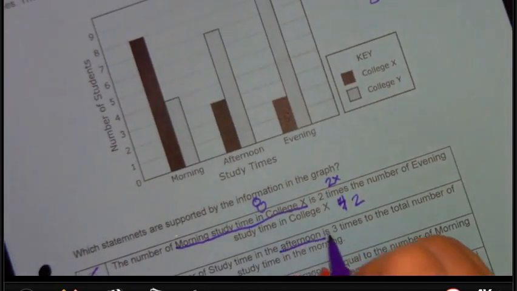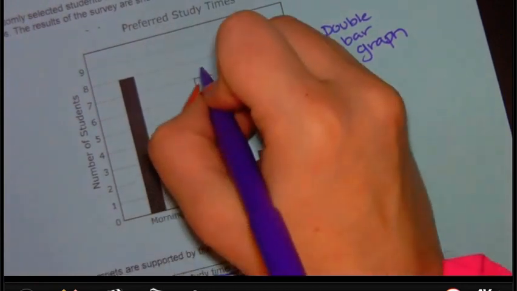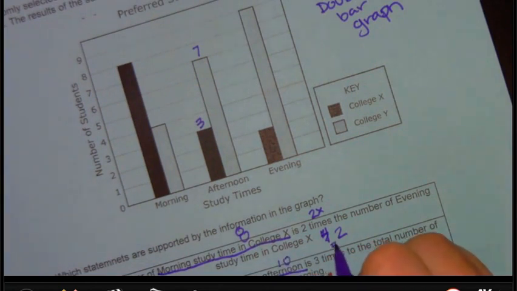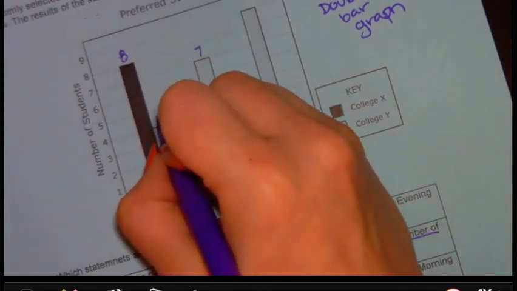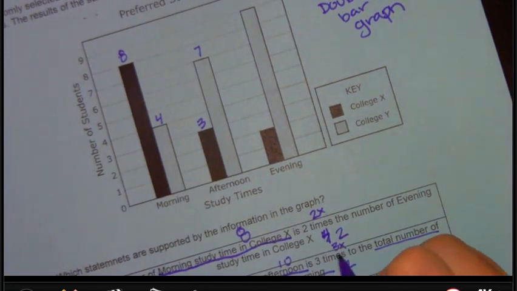All right, the total number of study time in the afternoon. So the total study time in the afternoon, well, if this is 3 and this is 7, the total is 10, is 3 times bigger than the total number of study time in the morning. All right, well, morning is 8 and 4. Well, 8 plus 4 is 12. Is 10 3 times bigger than 12? Nope.